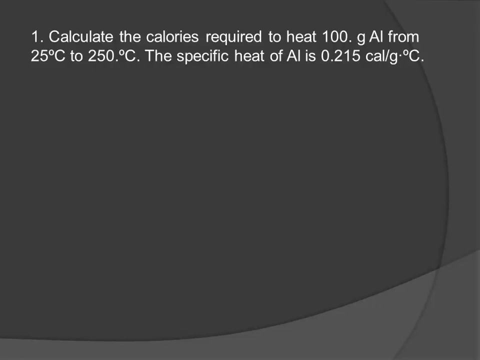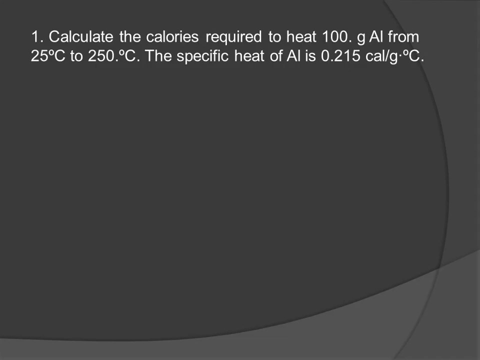This is the specific heat worksheet, so all of these questions are going to be relating to that specific heat equation. So let's read the first question. Calculate the calories required to heat 100 grams of aluminum from 25 degrees Celsius to 250 degrees Celsius. The specific heat of aluminum is 0.215 calories per gram degree Celsius.